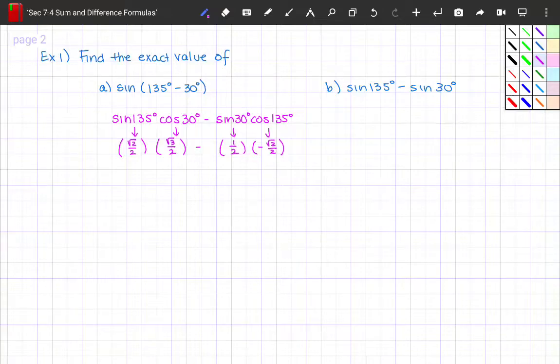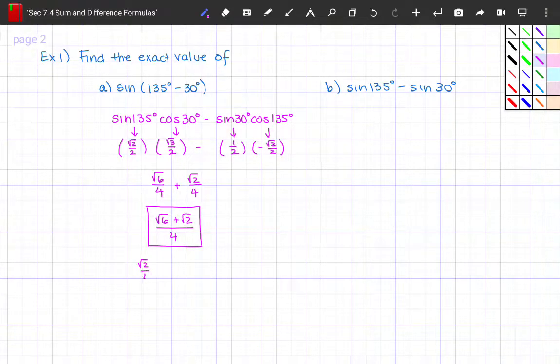So I just evaluated each one of these. And then we just multiply. So we got root 6 over 4, and then we'll have minus and negative, so that's going to turn into plus root 2 over 4. I'm going to combine into a single fraction. We have a common denominator already. And there you go.